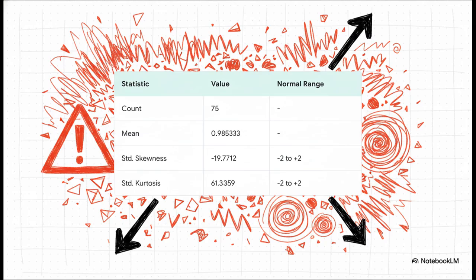Okay, now take a look at the airflow data. Whoa, that's different. The skewness and kurtosis values are nearly -20 and over 61. That's miles outside our healthy range. This is a massive red flag. It's screaming at us that the airflow data is not behaving normally at all. Something is definitely up here.